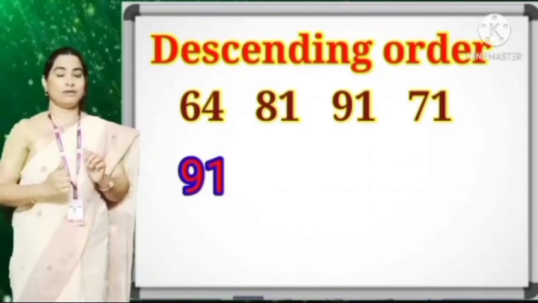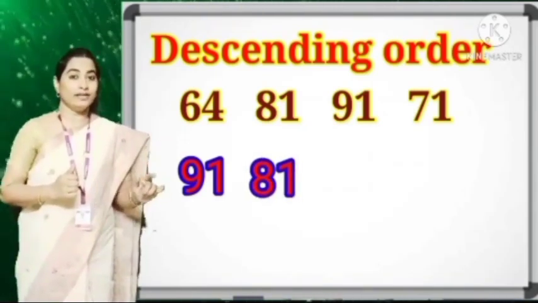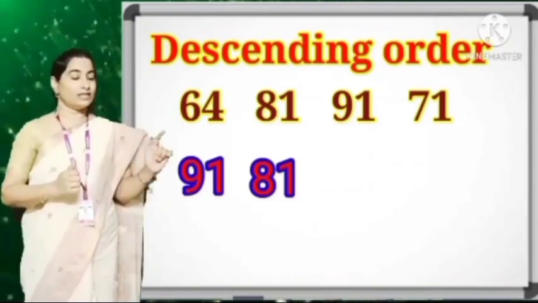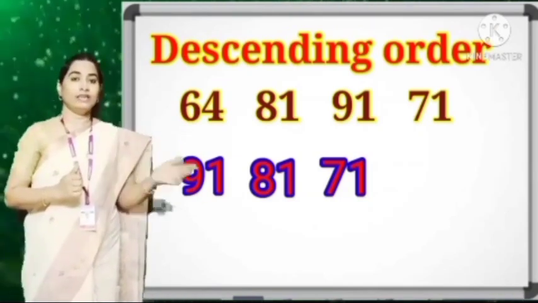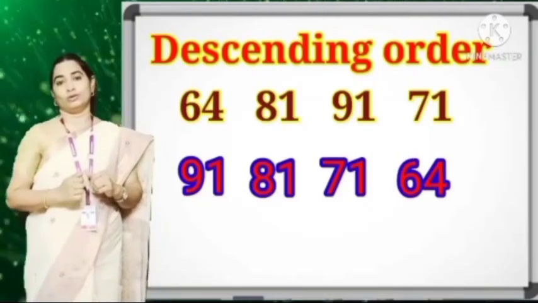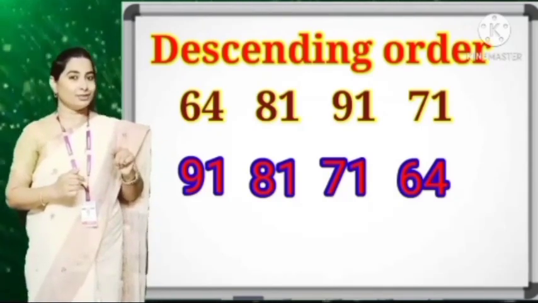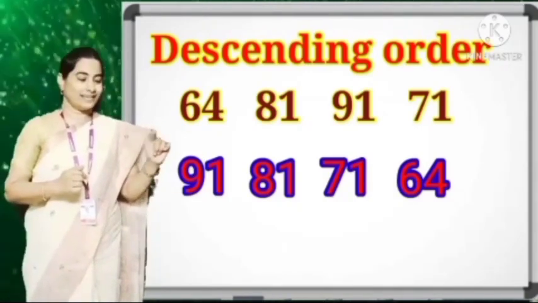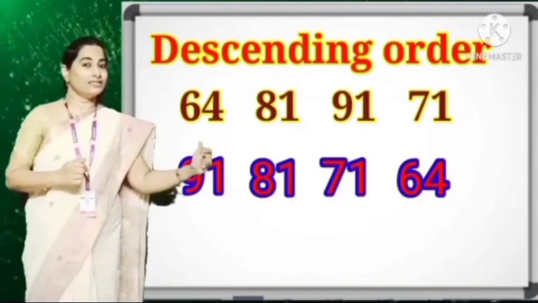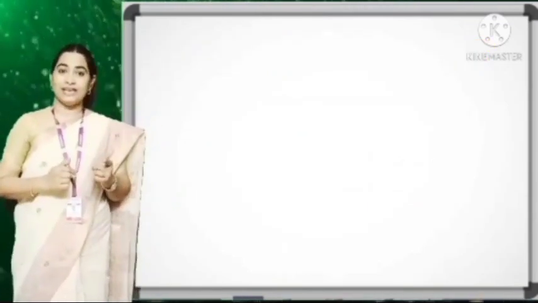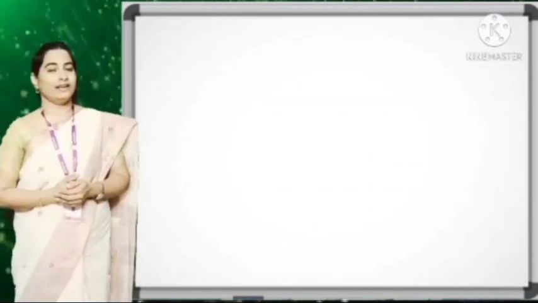And which is the next number now? Next is 81. So take 81 and write. Next is 71. We need to write 71. And the next number is 64. So look children, how we have arranged the numbers now? We have arranged from biggest to smallest, isn't it? 91, 81, 71 and 64. We have completed ascending and descending revision. And now we'll move on to the next.